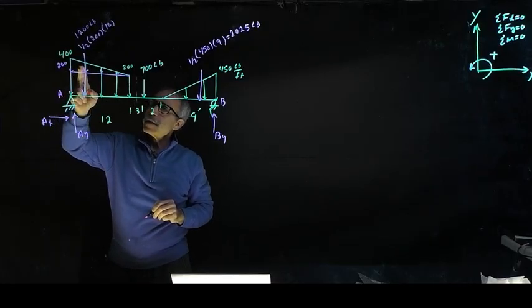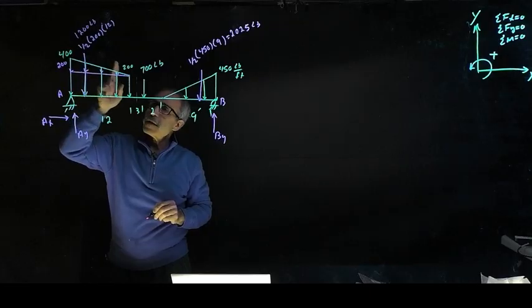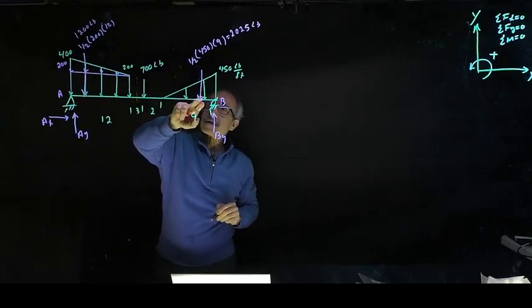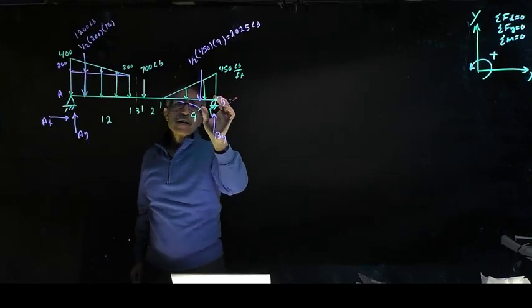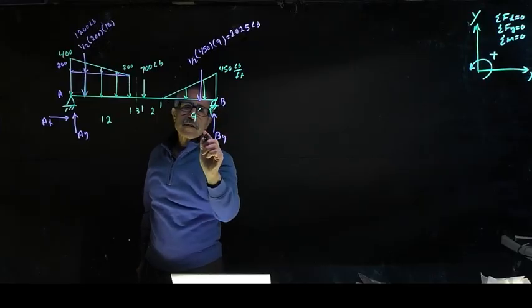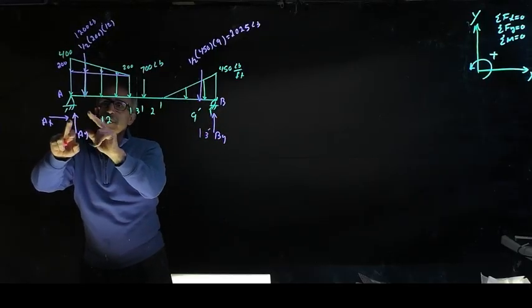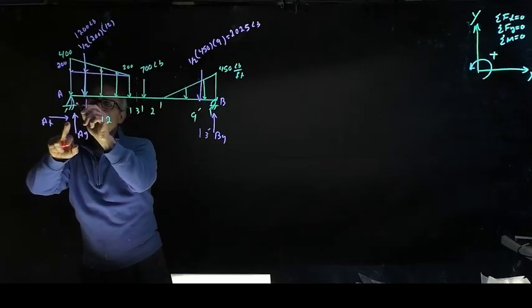What is that? The center of these two loads, it's going to be at the center of the triangle. The center of a triangle is 1/3 from the base. So 1/3 of 9 right here becomes 3 feet. And 1/3 of 12 becomes 4 feet. So they become 4 feet from here.